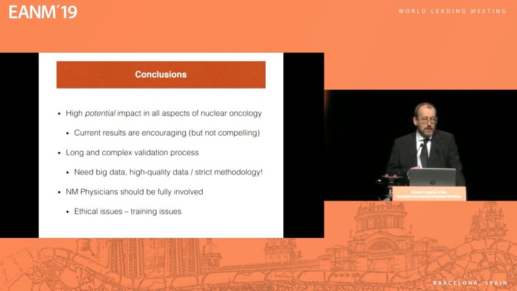We are facing, as Dimitri said, a long and complex validation process. We need big data, large amounts of data, but we also need high quality data. We need to be very focused on the methodology. We have to make sure that the end result is fully validated. And we have to understand what we are doing, which means that the physicians need to be fully involved in the process of testing and validating those algorithms, not only with regard to the diagnostic accuracy, because if it can be applied in routine clinical practice right away, there will be some very important ethical and training issues.